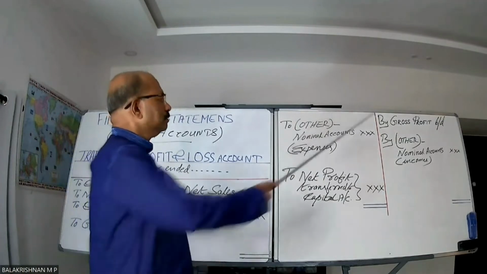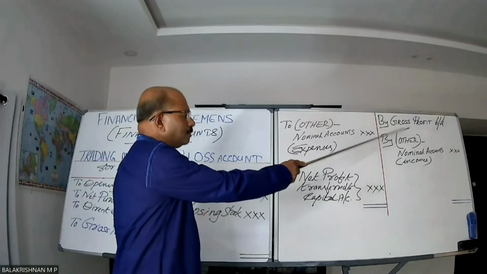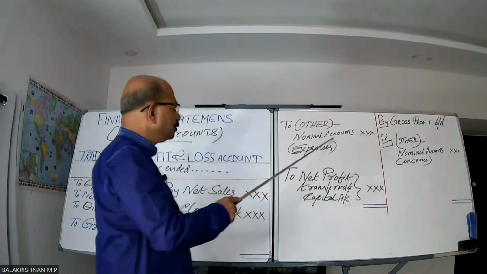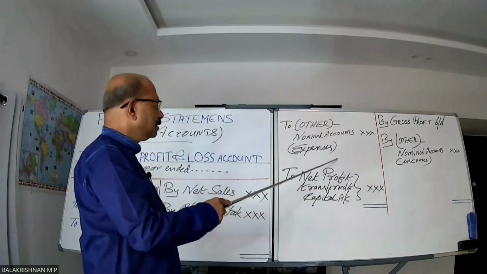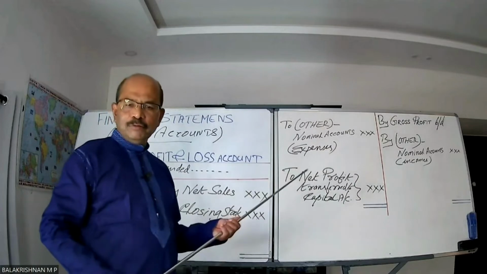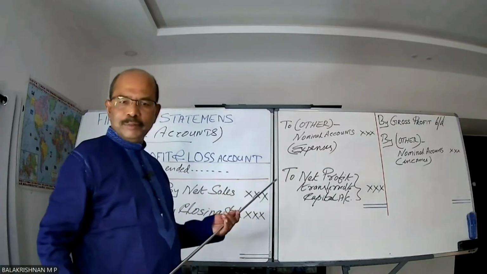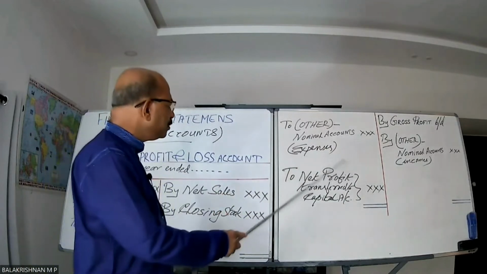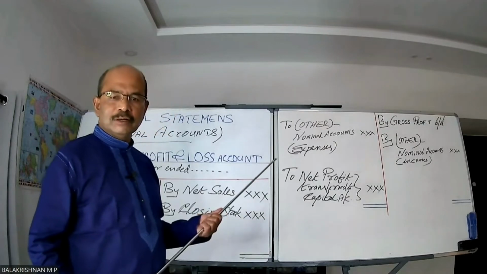Okay. Well, you started with the gross profit. You added all the income. You reduced all the expenses. And income will be relatively one or two items only. Predominantly, it will be expenditure only. And finally, you go to your net profit. That's all. Simple like that.